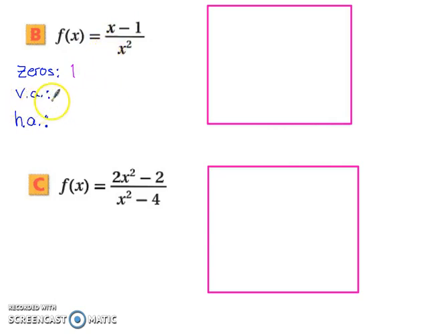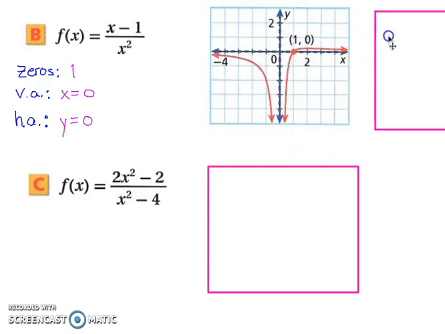Now we have our vertical asymptotes, so that's when we're going to make our denominator 0. So that's when x equals 0. That's the only way that's going to work. And now we need to decide whether or not there is a horizontal asymptote. Well, we have the degree of p is less than the degree of q, so therefore you're going to have one at 0. And then you can simply graph.